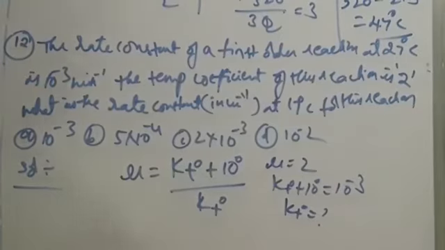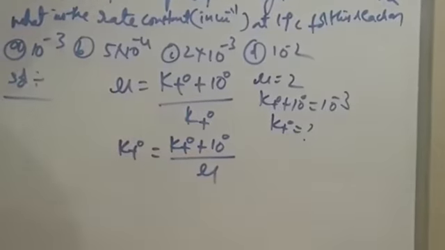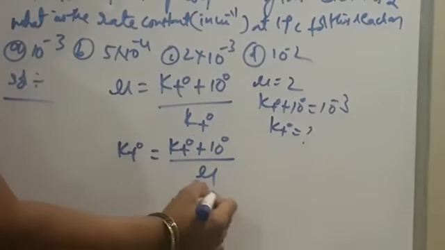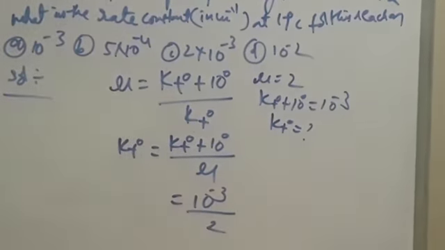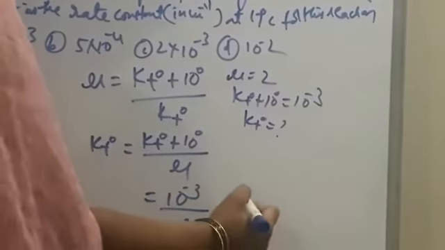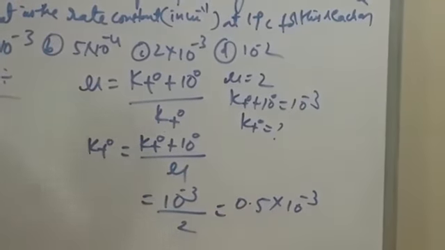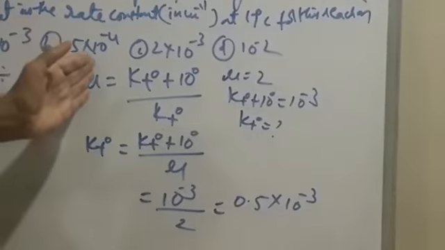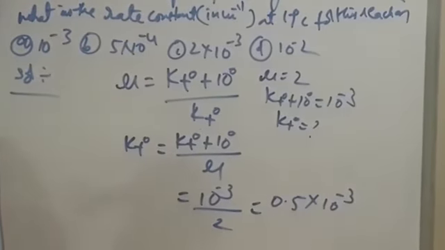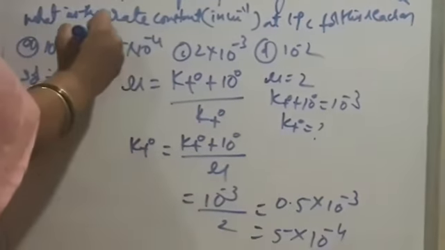Okay. So K at T degrees centigrade is equal to K at T plus 10 degrees by mu. So here 10 to the power minus 3 by 2 is equal to 0.5 into 10 to the power minus 3. But 0.5 into 10 to the power minus 3 is not among the options, so we can write 5 into 10 to the power minus 4. So this is the correct one.